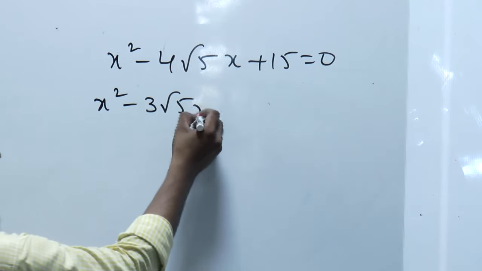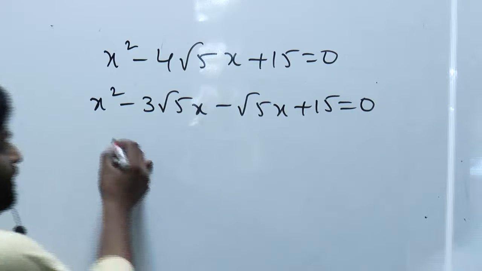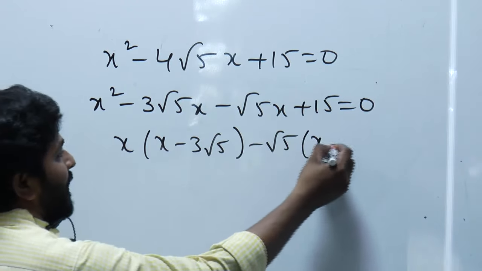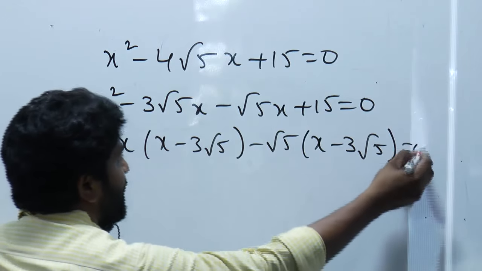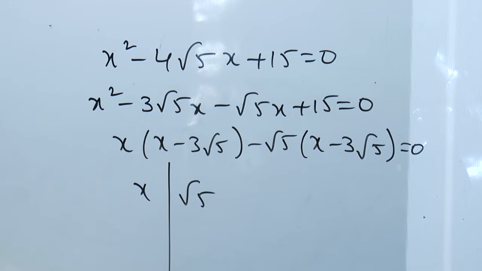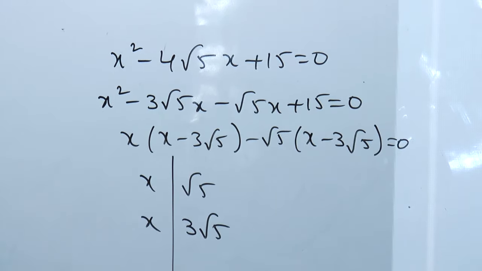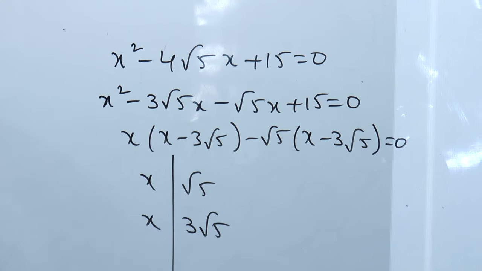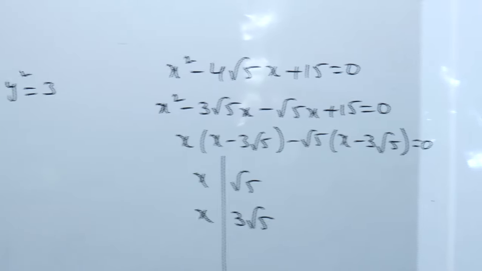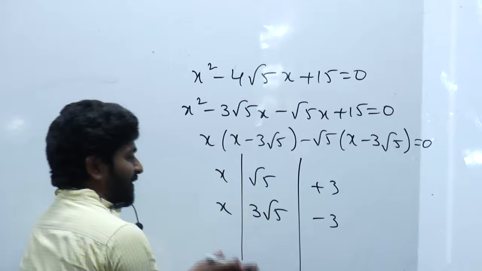Minus 3 root 5 x minus root 5x plus 15 is equal to 0. Take x common, x minus 3 root 5. Take minus root 5 common, x minus 3 root 5 is equal to 0. So x values are root 5 and 3 root 5. Now y values, y square is equal to 3, y square minus 3 is equal to 0, y is equal to plus or minus 3. That's very clear. So plus 3, minus 3.